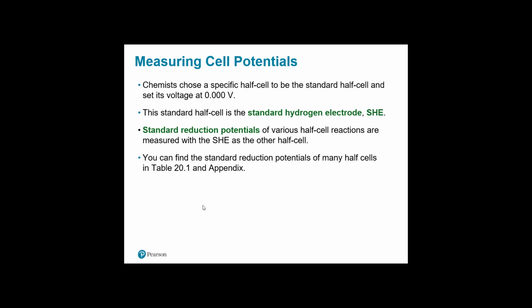So what happens with this? Again, if we want to measure the other cells, then we use a reference, and we arbitrarily assign this reference electrode potential equal to 0. And that way we can determine what the other potentials are, because this one's equal to 0. So this is the standard hydrogen electrode, and it has a potential of exactly 0.00 volts, under standard state conditions.